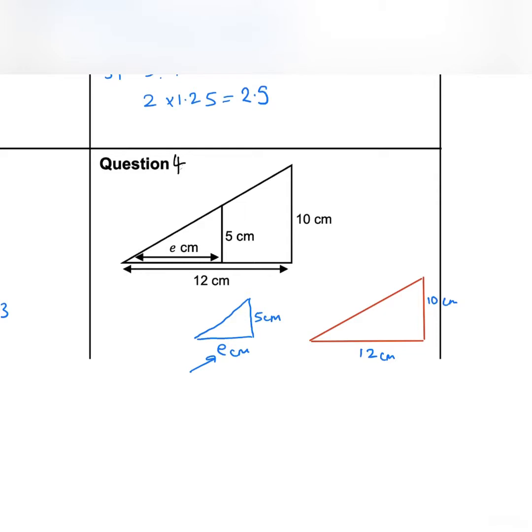Now, to find the scale factor here, we look at the corresponding sides, which would be this, because that's a 90 degrees angle there, and that's a 90 degrees angle over here. So it's going to be 10, this side here, divided by 5, and we get 2. And then going backwards, we need to find the length of the smaller shape, which is 12 divided by 2, which is 6 centimeters. Okay, there you go.